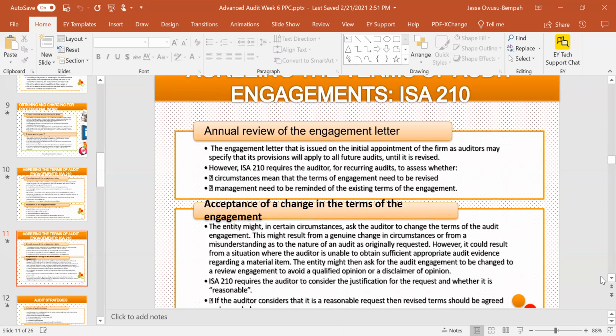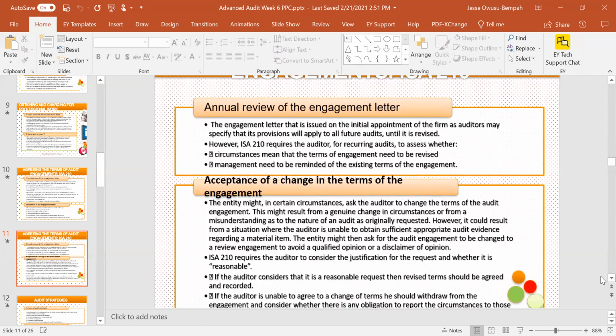However, it could also result from a situation where the auditor is unable to obtain sufficient appropriate evidence regarding a material item. So what some clients, or some entities, do is that they might ask for a change in the audit engagement terms to avoid a qualified opinion or a disclaimer of opinion.